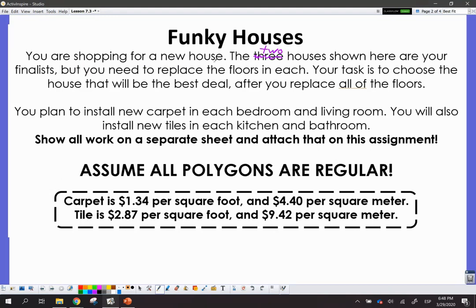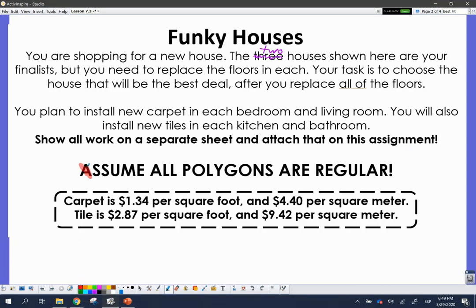You're shopping for a new house. The two houses shown here are your finalists, but you need to replace the floors in each house. Your task is to choose the house that will be the best deal after you replace all of the floors. You plan to install new carpet in each bedroom and living room. You will also install new tiles in each kitchen and bathroom. Remember, show all work on a separate sheet and attach that to this assignment. Assume all polygons are regular.